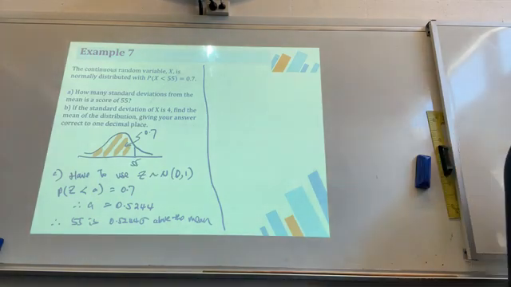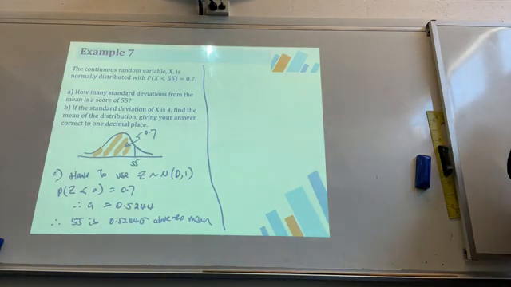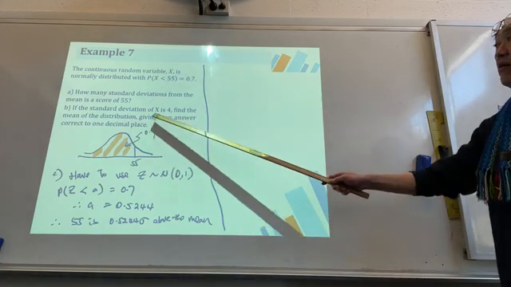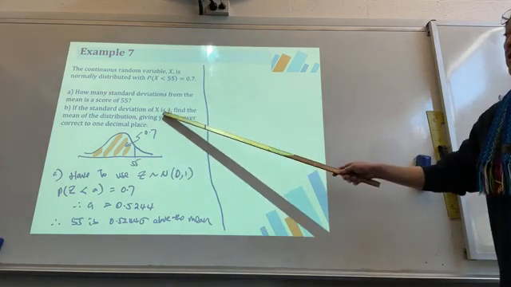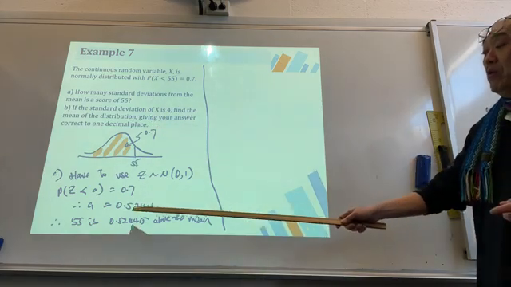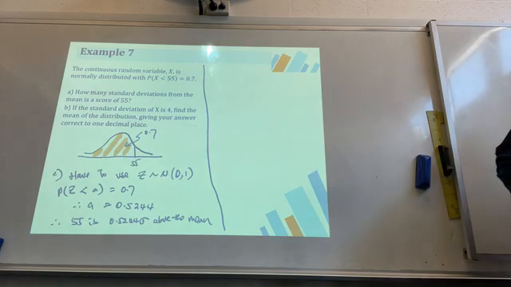So the next bit: if the standard deviation of x is 4, find the mean of the distribution, giving your answer correct to 1 decimal place. So you now need to find the mean of the continuous random variable x. You know this is 0.5244 sigma.